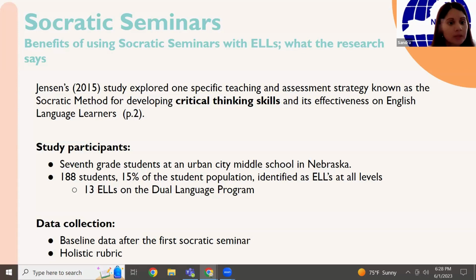This particular study explored one specific teaching assessment strategy, which is the Socratic method, and used it to develop critical thinking skills and its effectiveness on our English language learners. The critical skills referenced in this study were broken down into 6 specific characteristics or skills: interpretation, analysis, which we saw in one of the targets of measure, evaluation, inference, explanation, and self-regulation.